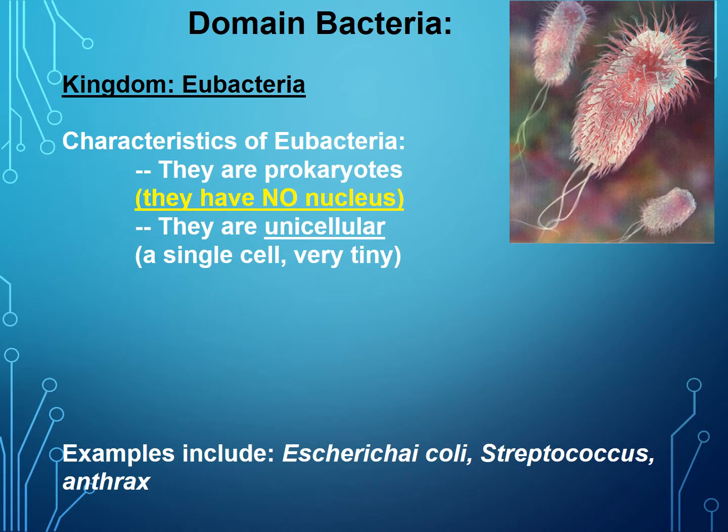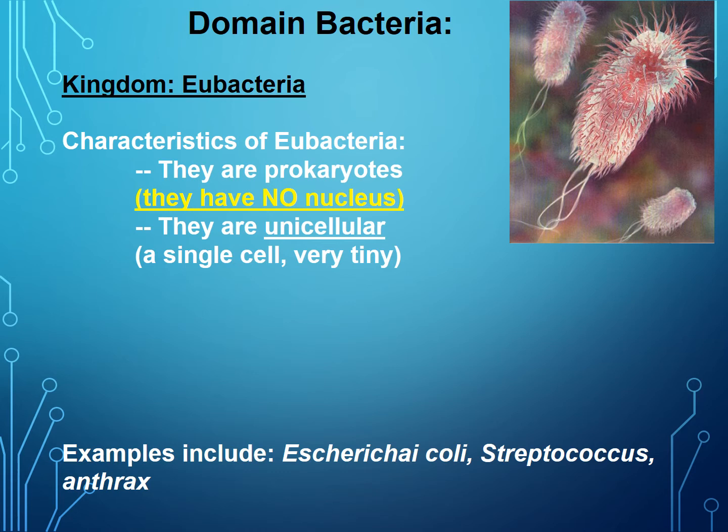So I'm just briefly going to run through the highlights of each one of the different domains and each one of the different kingdoms, just to give us kind of an overview of what we're going to be talking about a little bit more in detail with the lessons that are going to follow this week. So the first domain we're going to start out with is domain bacteria. This only contains one kingdom, which is kingdom eubacteria.